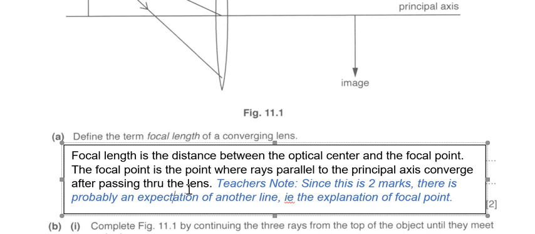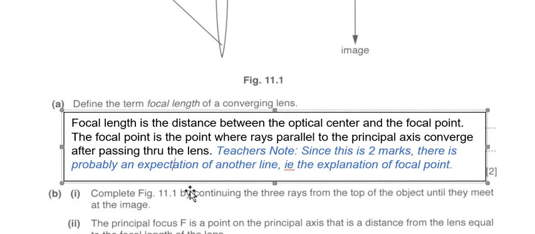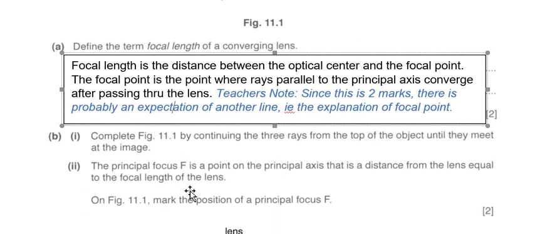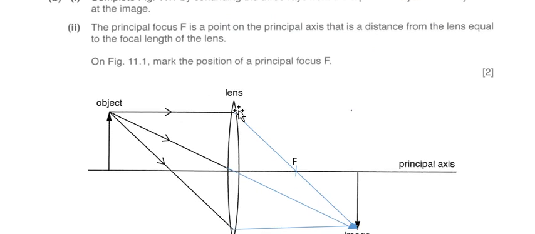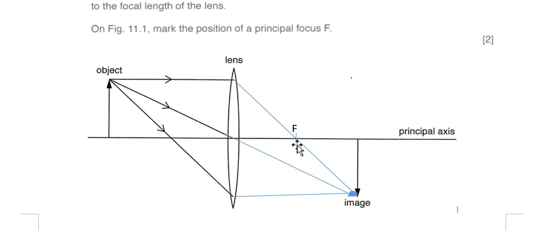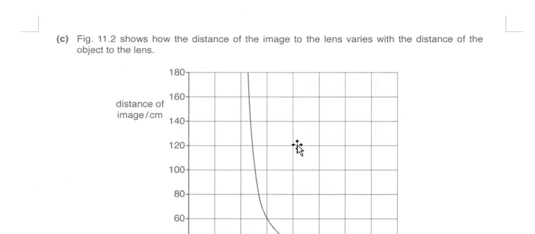Moving on, complete 11.1 by continuing 3 rays from the top of the object until they meet the image. This is something that you should already be able to do very well, so I trust that C11s can do this. You just extend the line appropriately, and you should be able to find the principal focus. So mark it out with capital F. Remember to follow instructions, mark it out with capital F here. Not much to discuss about this.